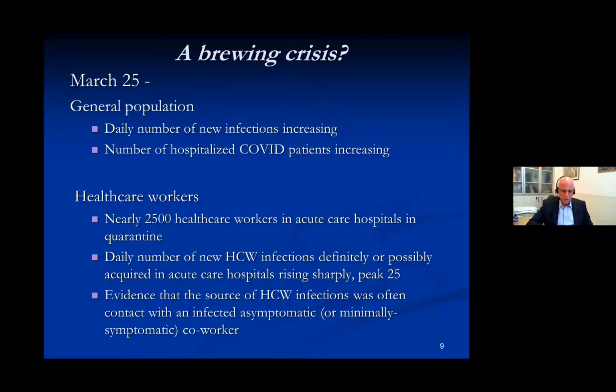They're out of work because they're in quarantine. Some of these are infected. Most of them are in quarantine because they've been exposed, some in the hospital, some outside the hospital. But the daily number of new healthcare worker infections that were definitely or possibly acquired in the acute care hospitals is rising sharply at this point to a peak of 25. And already at this point, there's some evidence that the source of healthcare worker infections was often contact with an infected asymptomatic or minimally symptomatic coworker, and often not the patient that they were caring for.